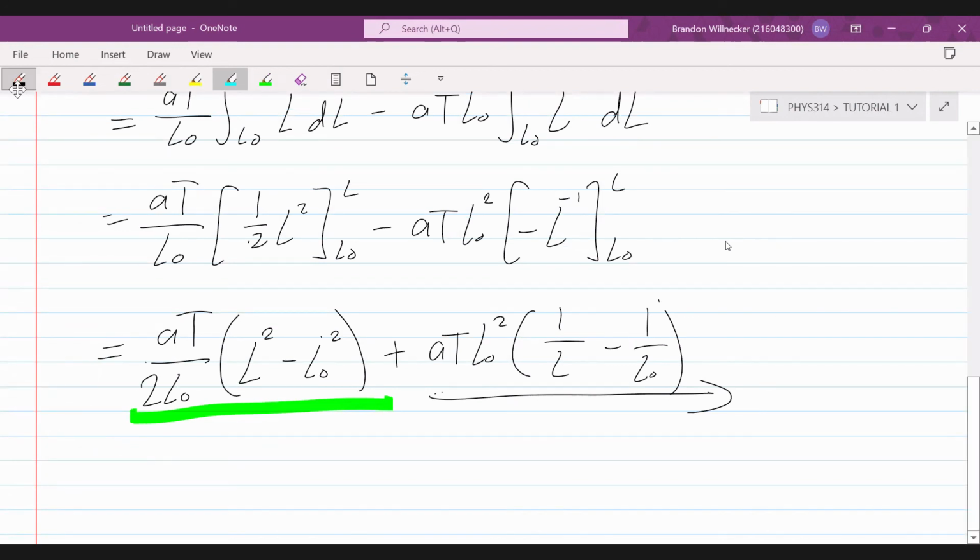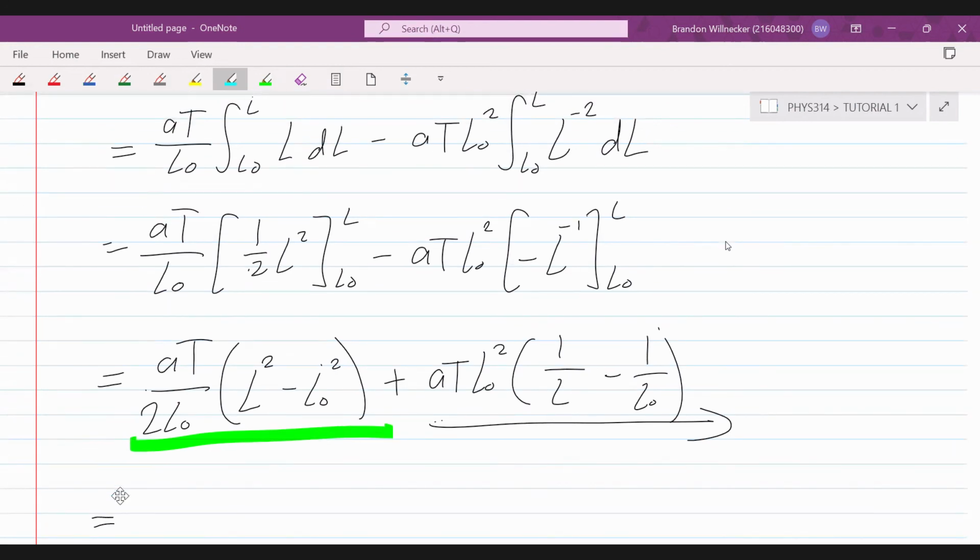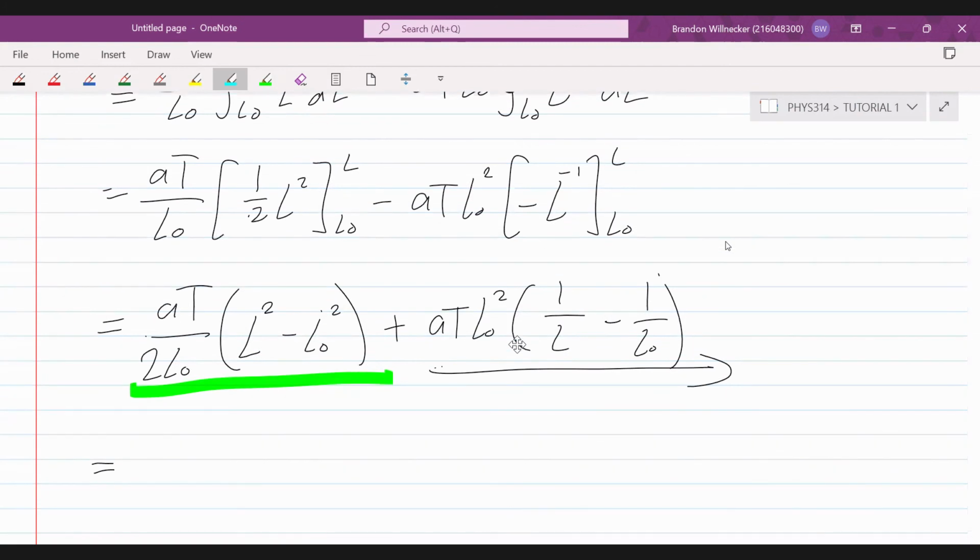Now we just need to substitute in our values. So we're given AT, L naught, and L. So we just sub that in, and we get 0.38 joules. That's the work you need to do to stretch this rubber band. Okay, any questions on this one?